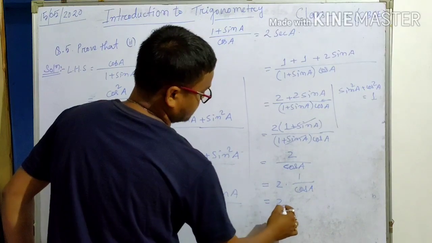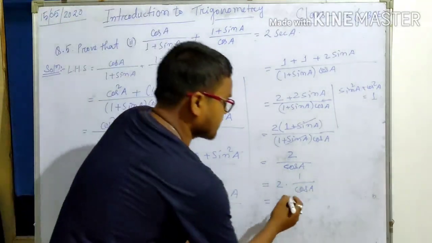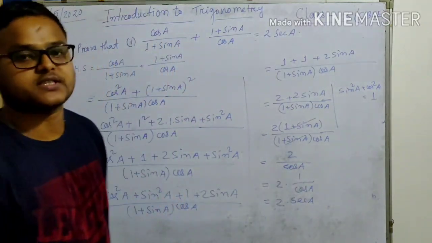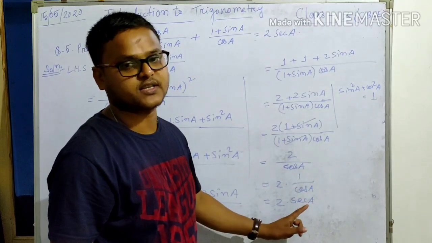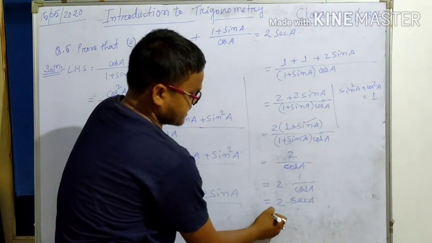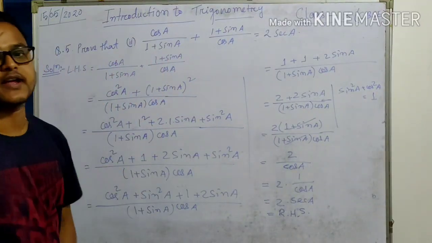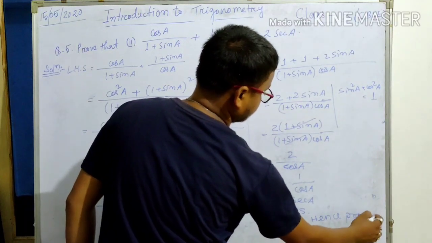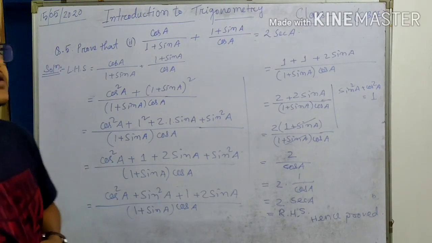Okay. Now you see, we know the reciprocal of cos, 1 by cos a, is equal to sec a. Okay, 2 into sec a. Sec a is equal to 1 by cos a according to the identity. Okay. So 2 into sec a, this is your right hand side. Okay. So finally, left hand side is equal to right hand side. So this is the proof. Hence proved. Okay. Clear? So just a simple application of identity.